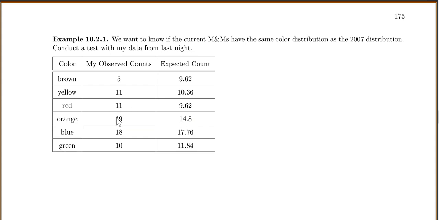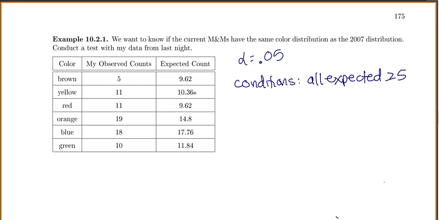So let's try it. We want to know if our current M&Ms have the same color distribution as our 2007 distribution. We'll conduct the test with my data. And to find the expected counts, we already did that, so we don't need to do it again. We'll just use them from up above. So going through, alpha equals 0.05. Let's see, we need to check our conditions, which is that all expected counts are at least 5. Let's see, my smallest one is 9.62, so I'm good there.